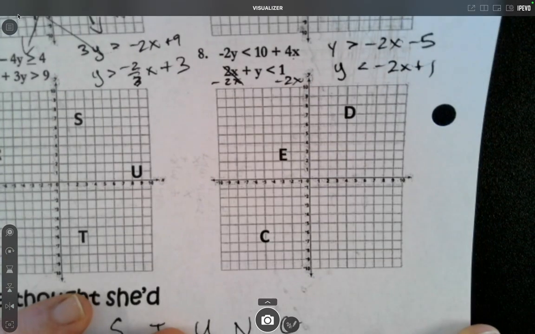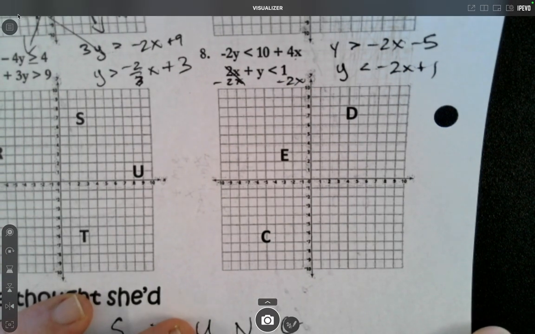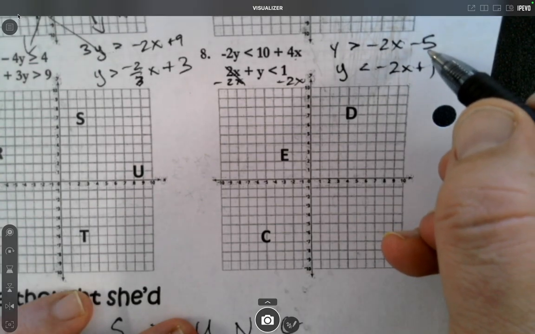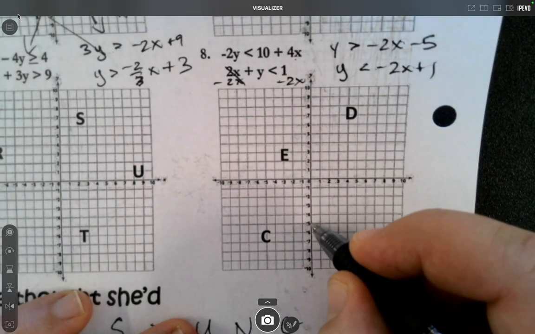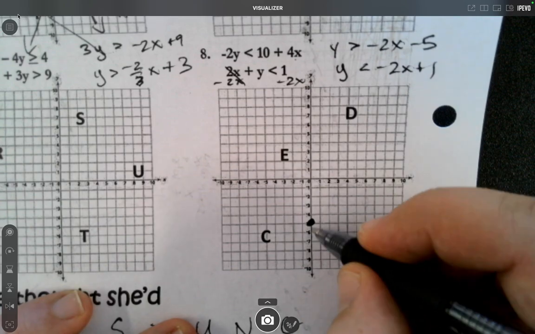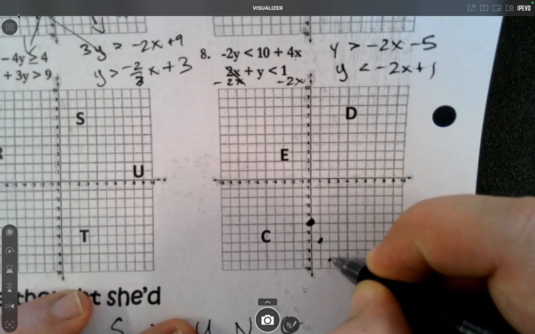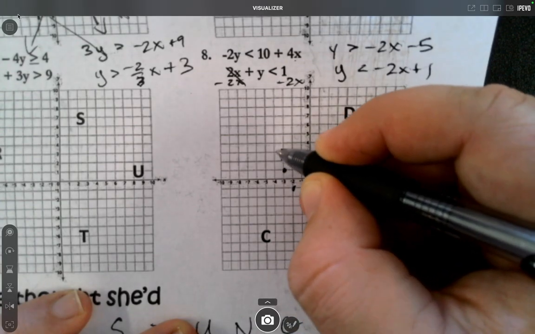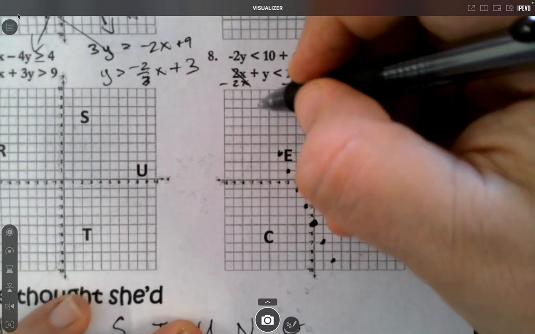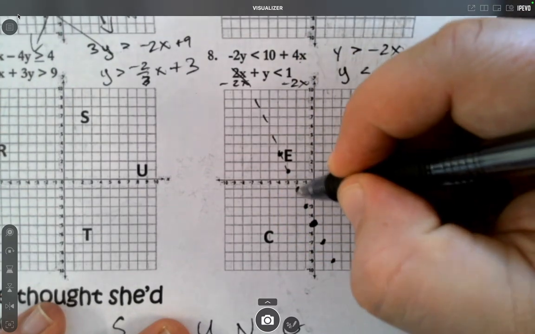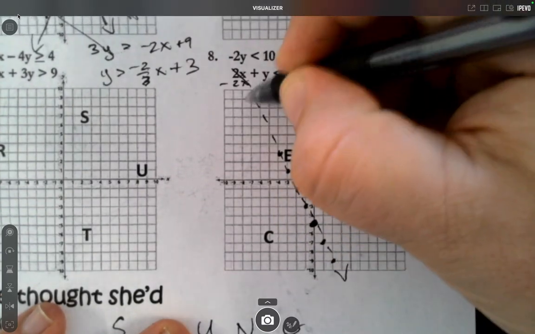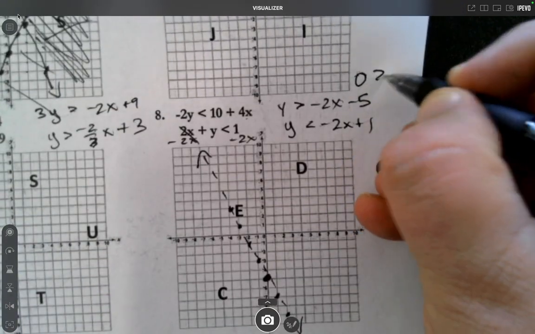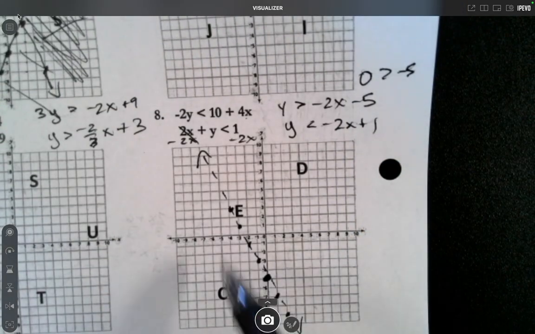Since it's the final one, I'll go ahead and graph this one. It's a little bit different than the others anyway, as you'll see. Y-intercept of negative 5. Slope of negative 2, so we go down 2 over 1, up to the left 1. And this would be a dotted line. If I plug in 0, 0, I get 0 is greater than negative 5. False.